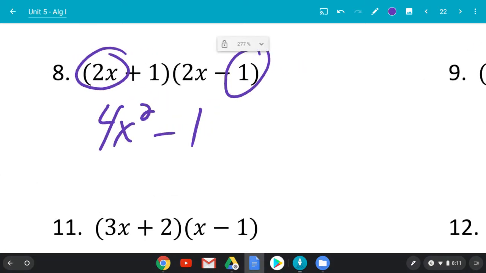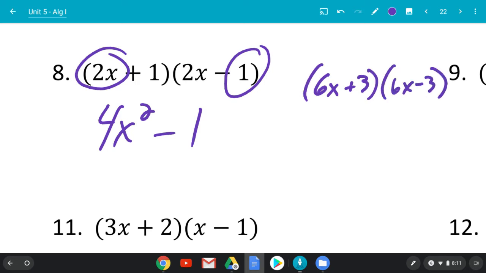Let's try one more. Let's go 6x plus 3, 6x minus 3. We know right away that when we multiply, we're going to end up with a difference of squares. So what's my solution? Quickly. 6x, and square that, becomes 36x squared. Minus, it's always a minus. It's never a plus. It's always a minus. That's what's called a difference. Minus what? Minus 9. So 36x squared minus 9.